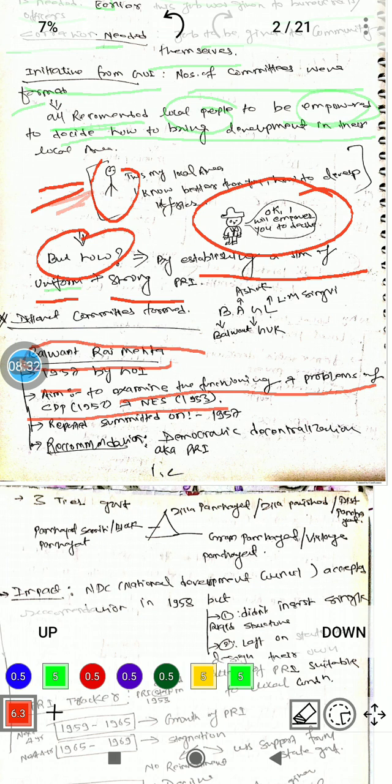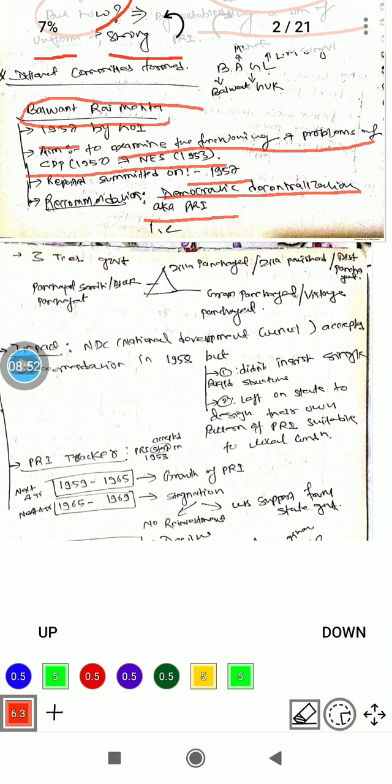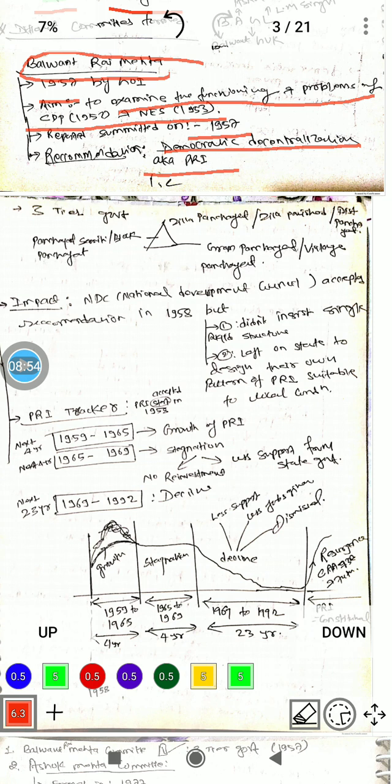The report was submitted by this committee in 1957, and it put forward some recommendations. What were the recommendations of this committee? The recommendation was basically democratic decentralization, also known as PRI, Panchayati Raj Institution. The Balwant Rai Mehta committee suggested a three-tier system of government. What is the three-tier government?